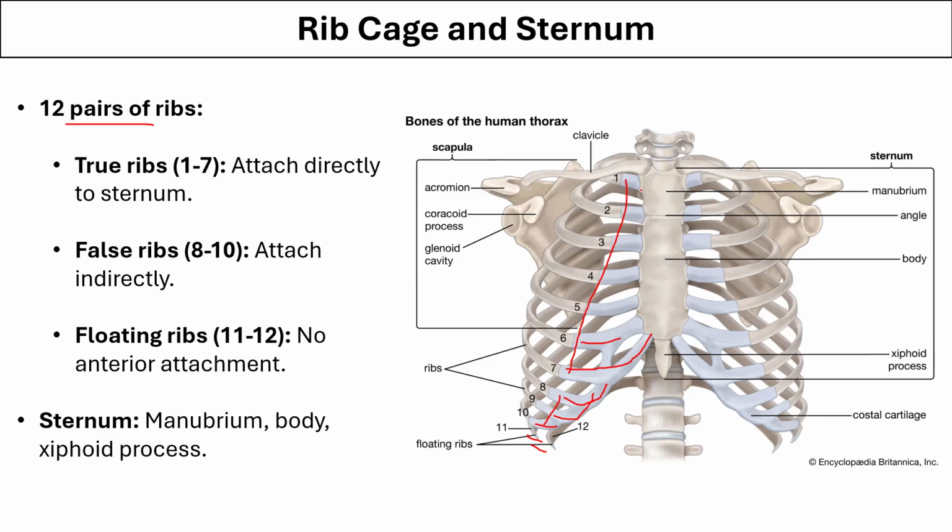The sternum is the middle piece in your chest, and it again has 3 main parts: the manubrium, body, and the xiphoid process.